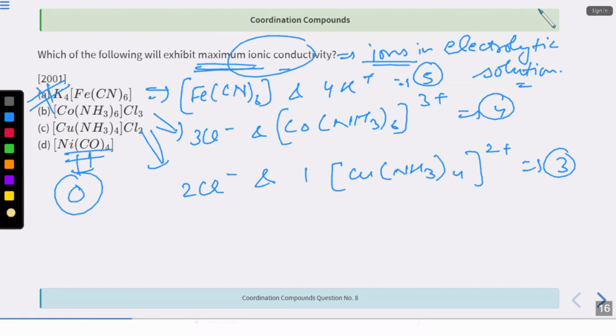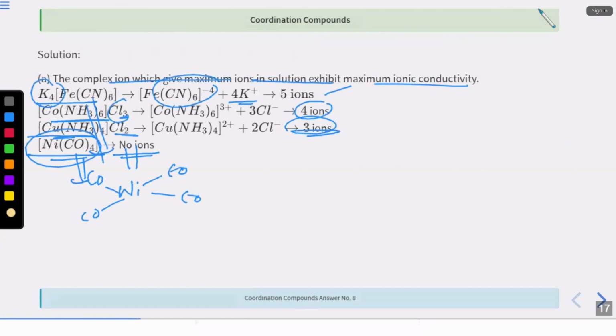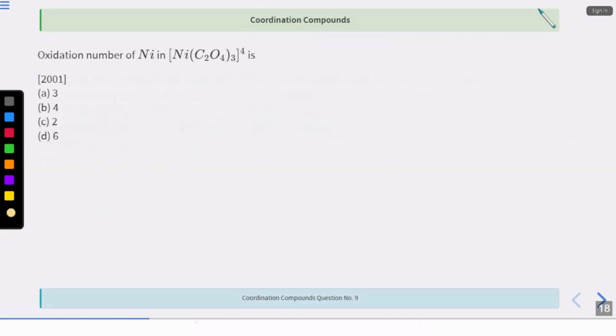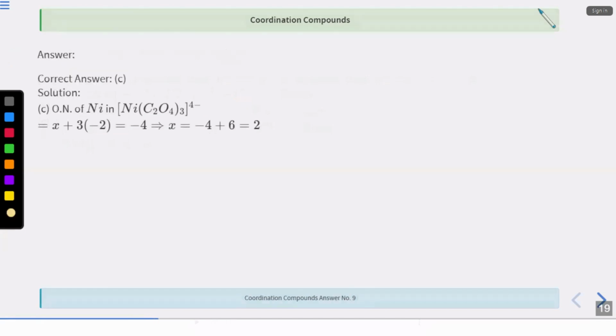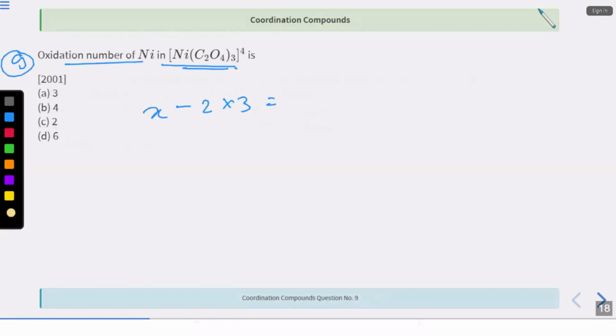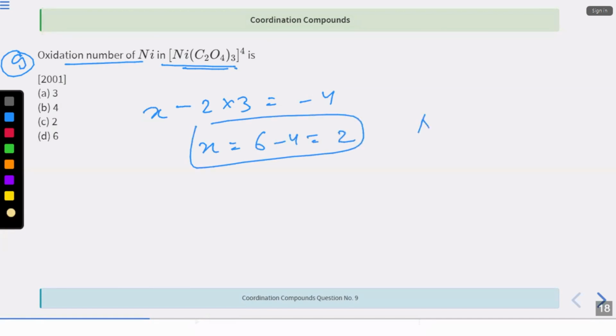Okay, let's move ahead. Question number 9. Oxidation state of Ni in this compound is how much? Okay, a pretty simple question. Let it be X. C2O4 is in -2 state, so it would be -2 into 3, which is -4 in total. So I will get X equals, this 6 will go that side, 6 minus 4, so 2. So Ni is in +2 state.